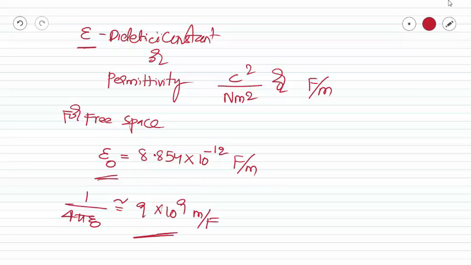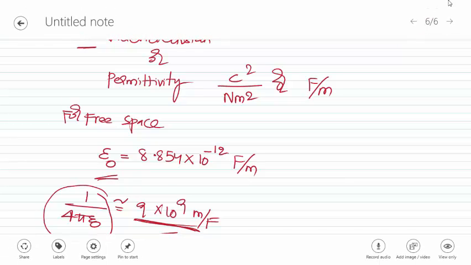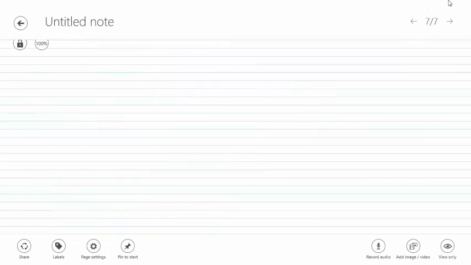Okay, right? So in problems, while finding the force, if you are substituting 1 by 4 pi epsilon naught, then you directly substitute this value, 9 into 10 power 9 meters per farad. So let us summarize the expressions for Coulomb's law.